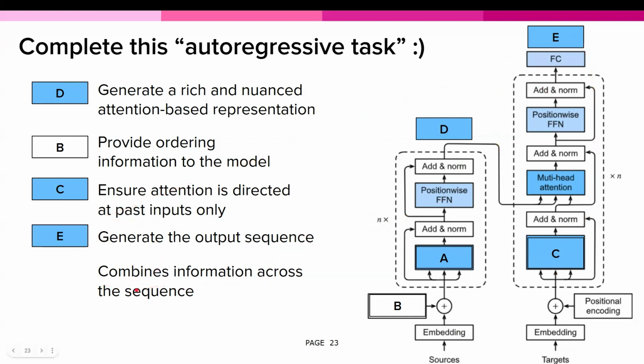Combines information across the sequence. That would be just A. That's self-attention there. There we go.